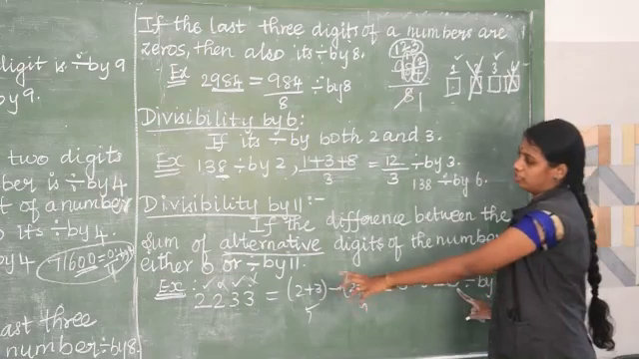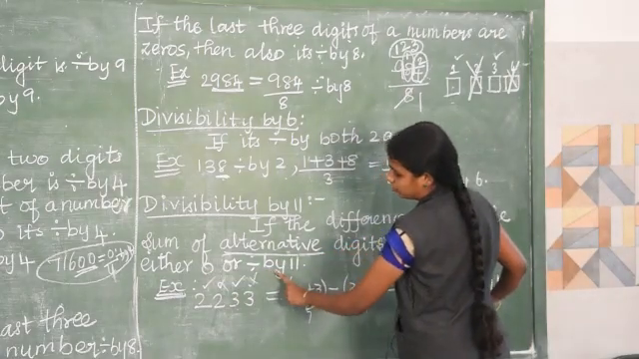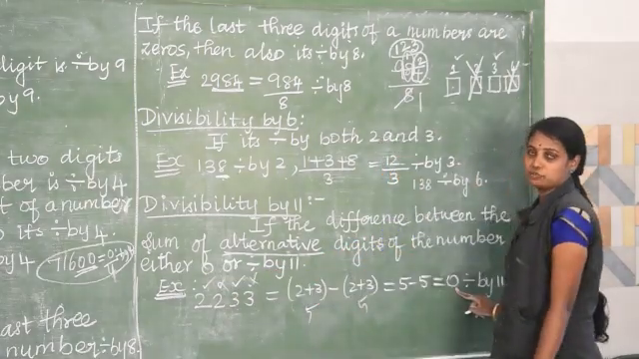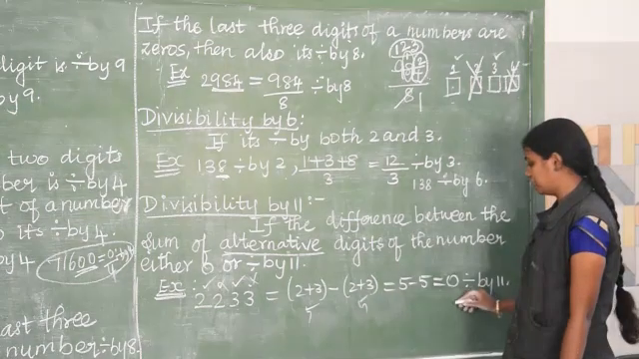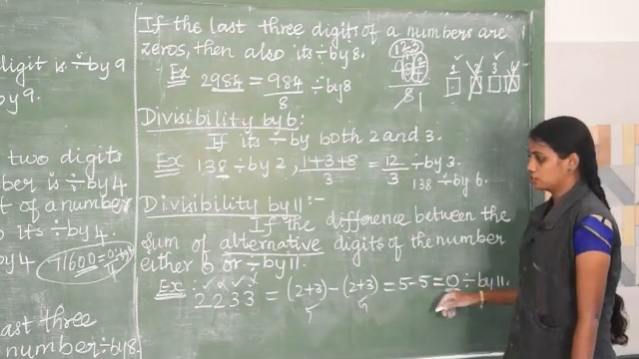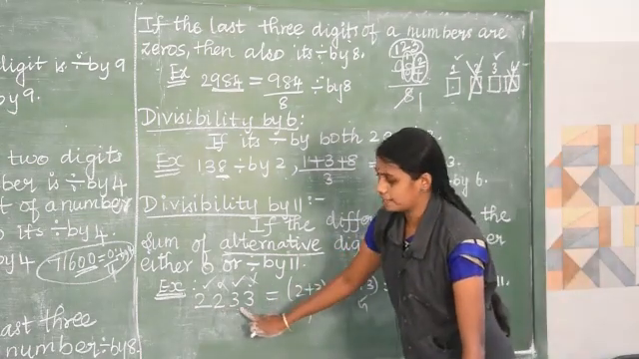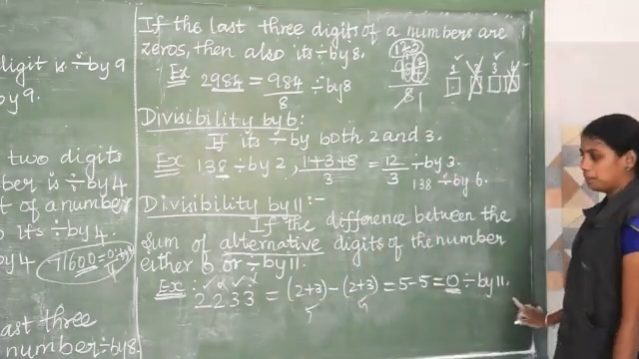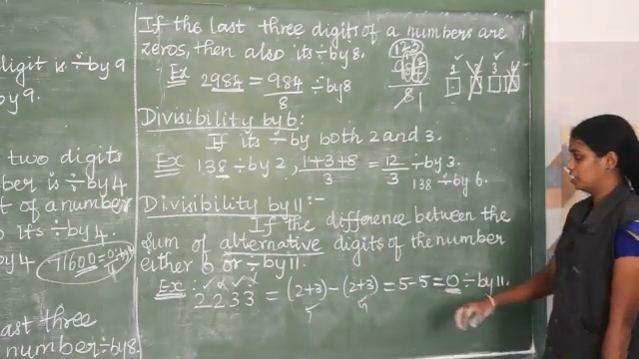Okay, so it must be either 0 or divisible by 11. I got 0. So 2233 is divisible by 11. Once again, I will tell you about this.